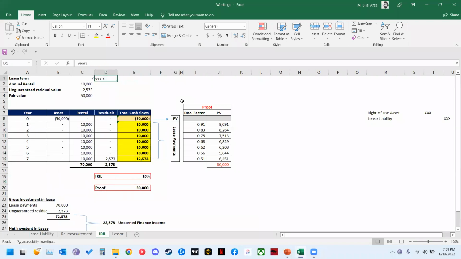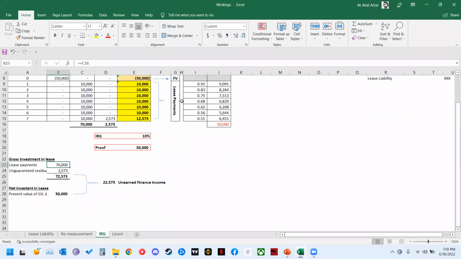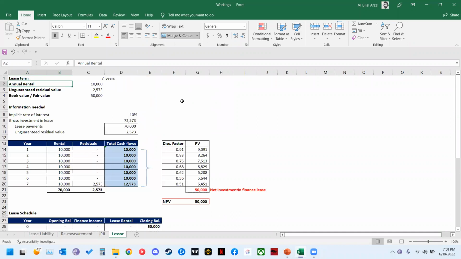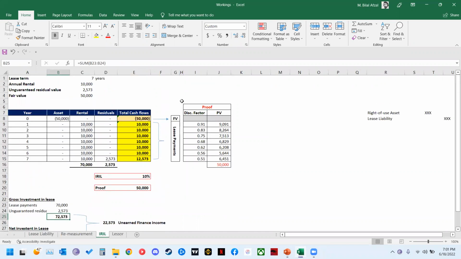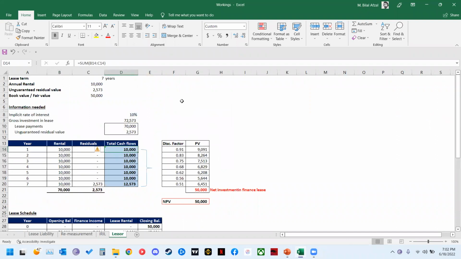In this example, what is my gross investment in the finance lease? We defined the gross investment as the lease payments plus unguaranteed residual value. So my lease payments are 70,000 and the unguaranteed residual value is 2,500. So my gross investment in the lease is 72,573. If I discount this gross investment at the interest rate implicit in the lease, which we calculated as 10%, whatever the present value is, that should be my net investment in finance lease.